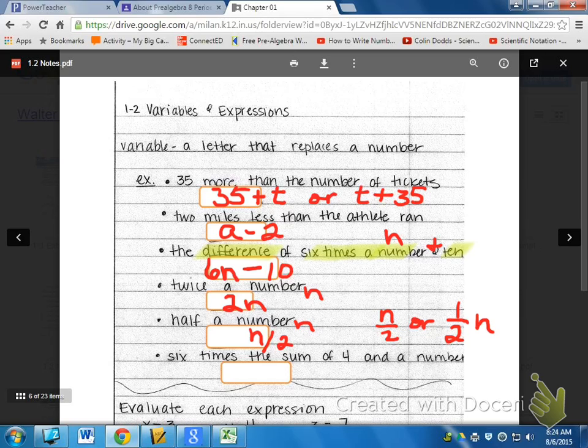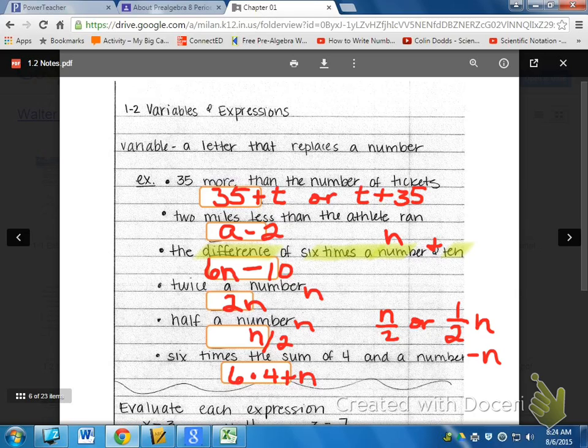Next and last, 6 times the sum of 4 and a number. Okay, Sienna, what's the one part we don't know? Number, and we're going to use what letter? So this one's tricky too, so be careful. 6 times the sum of 4 and a number. 6 times 4 plus n.